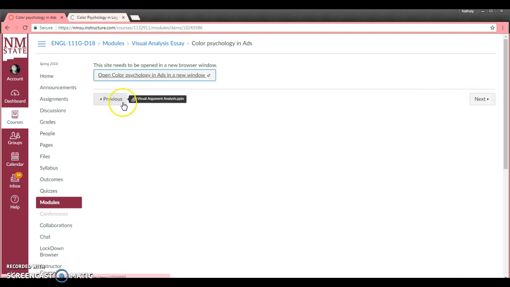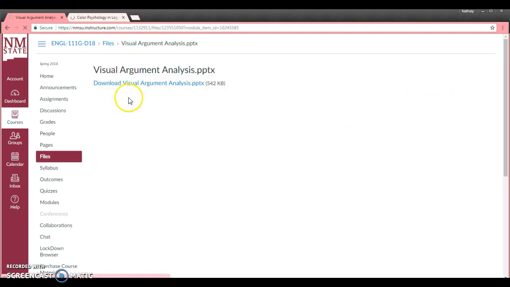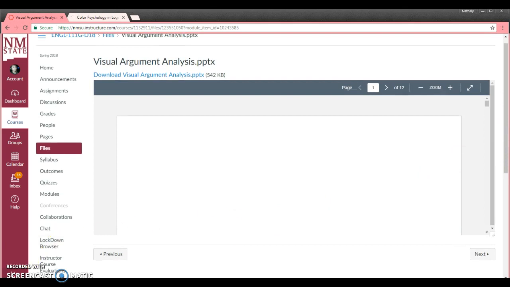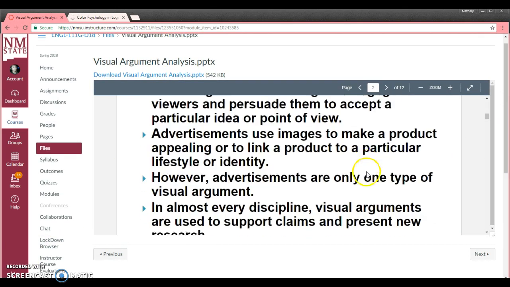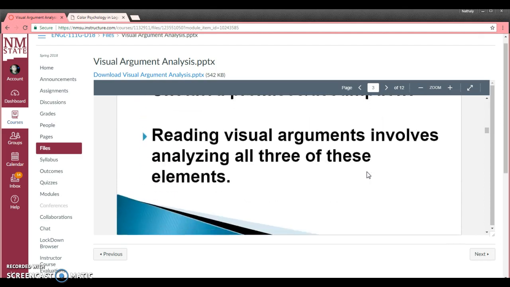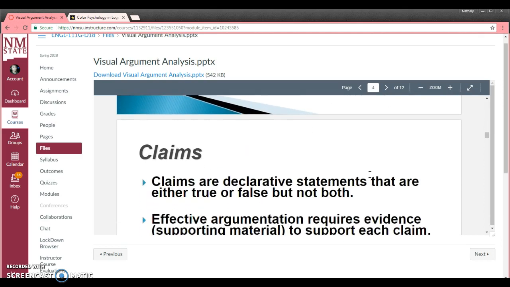So here we are back in the module, and I have some other links on here. Like for example, I have a PowerPoint that I definitely encourage you to look at. This PowerPoint talks a little bit more about visual arguments, and that's essentially what you are doing here. You are analyzing a visual argument.